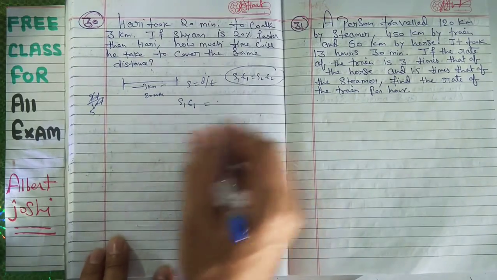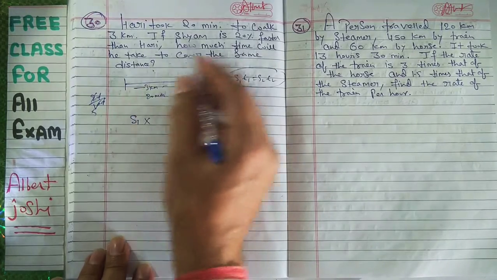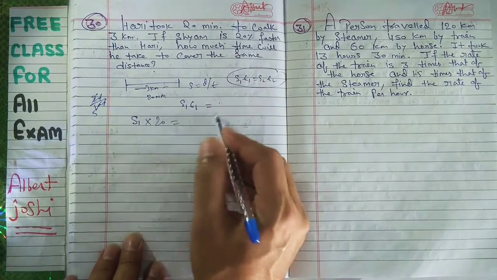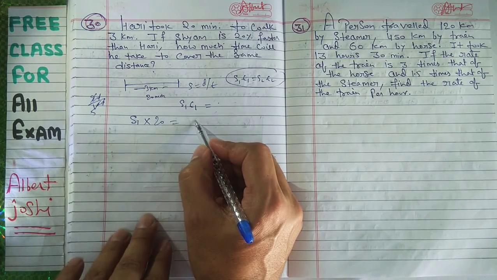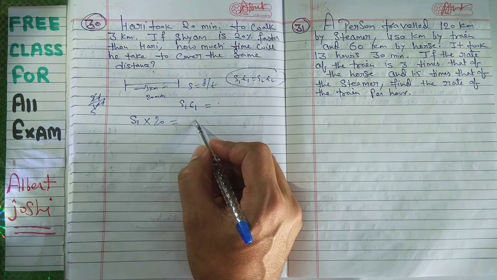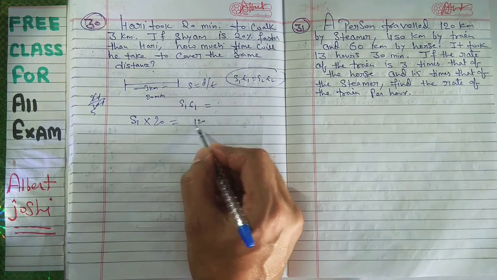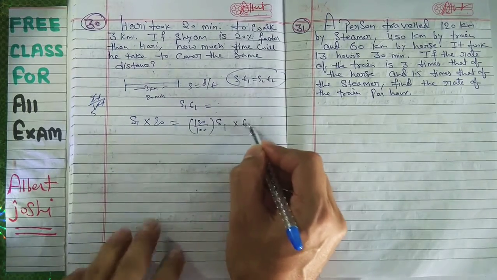So S1 T1 is equal to S2 T2. So your S1 into time, which is 20 minutes, is equal to S2. He is 20% faster than the first. It means that S2 is equal to 120 upon 100 into S1 into T2. You have to find T2.